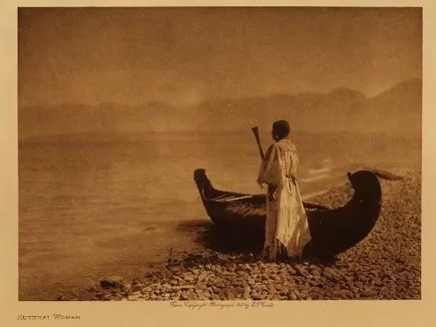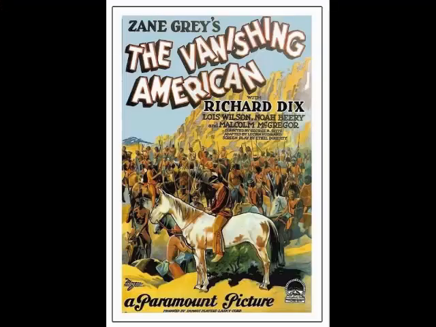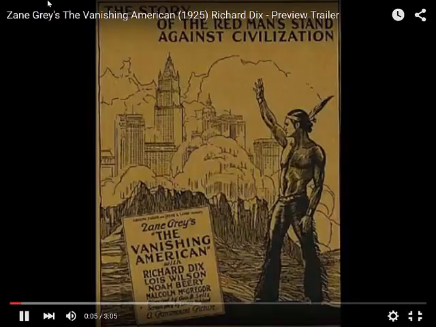Zane Grey, a popular author best known for his Western books, idealized the frontier. In his novel, The Vanishing American, Grey cast blame on white settlers. However, in a later film adaptation, that criticism was missing. Instead, the narrative lamented that while friendly, these Indians must die.